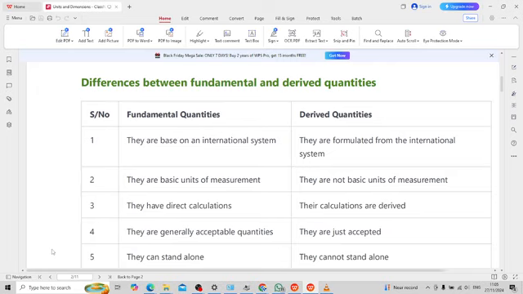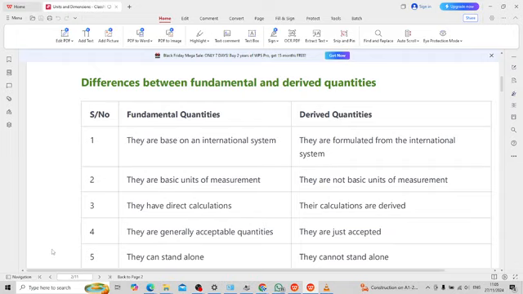Okay, now 2, the fundamental quantities are the basic unit of measurement. Okay, if you are measuring anything, they are the basics. While the derived quantities are not the basis of measurement. 3, they have direct calculation. The fundamental quantities can be calculated directly by themselves. They are not depending on anything. If you want to get your time, you measure your time directly. You can calculate the time between 2 hours and 3 hours. You don't need any other thing. So in case of time, for example.